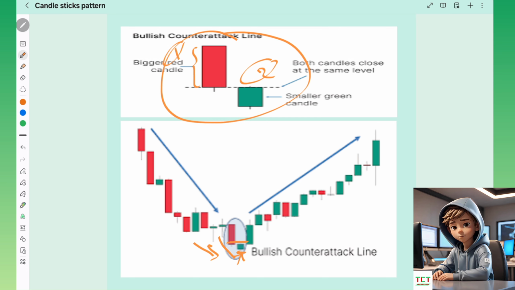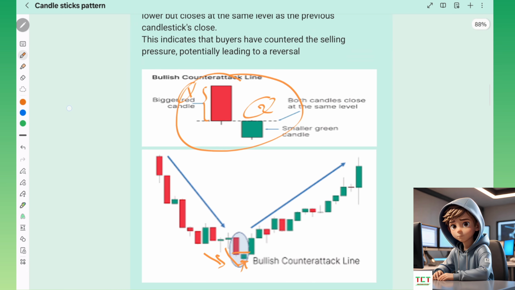This is called a counterattack because the bulls completely reversed the initial bearish sentiment. Despite opening lower, they pushed the price all the way back up to erase the previous loss. What does this tell us? It indicates that buyers have countered the selling pressure very strongly. Even though the day started badly with a gap down, buyers were powerful enough to bring it back.